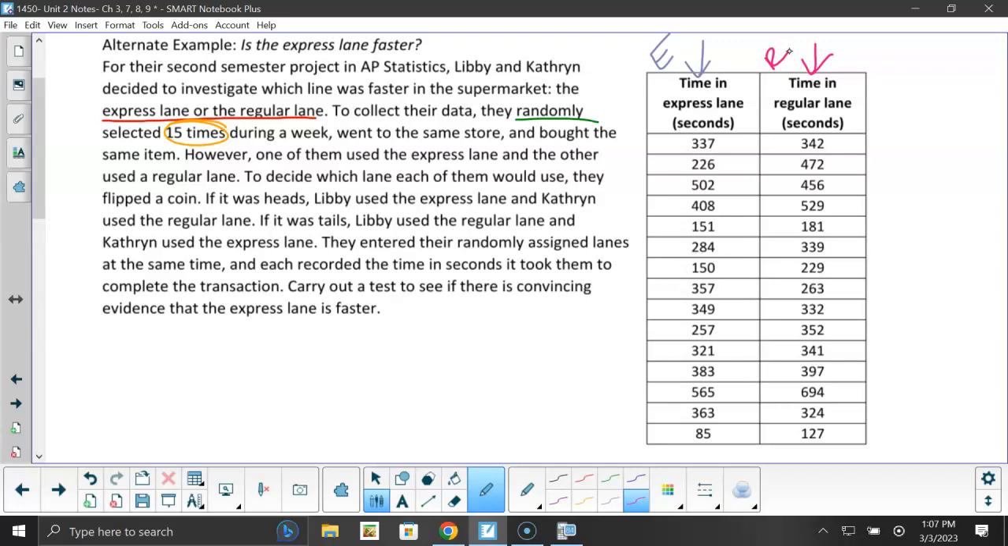So, they're going through, they bought the one item, except one of them used the express lane and one of them used regular because they went at the exact same times. All right, so to decide which lane each of them used, they flipped a coin. Cool, Libby used the express lane, Catherine used regular. I really don't care about all this part, do I? Nope. I don't care that you flipped a coin. That's great that you did it, but I just don't care right now.